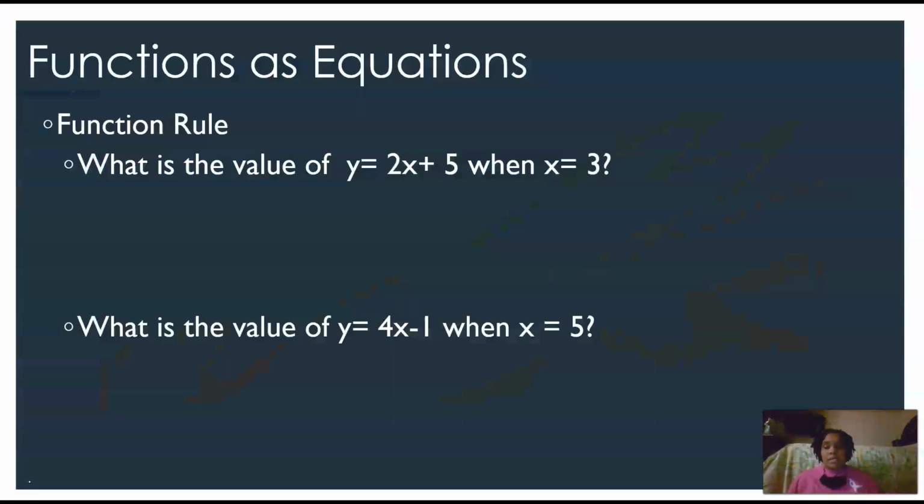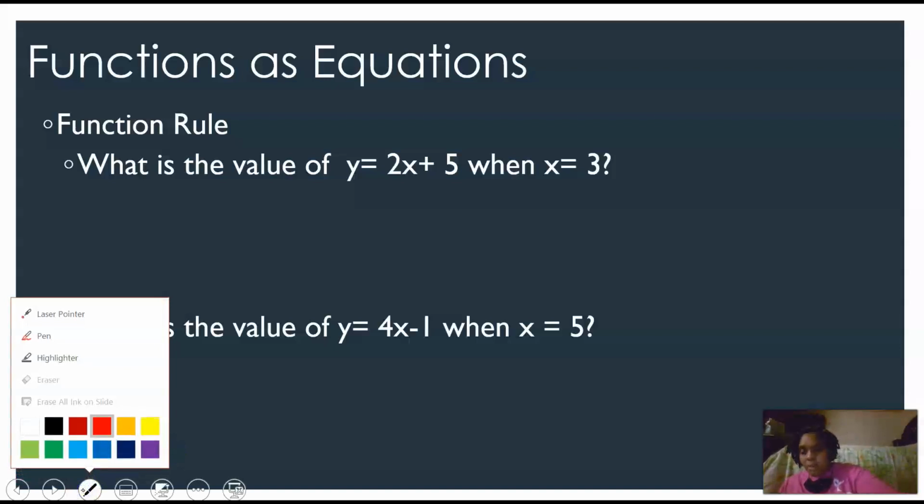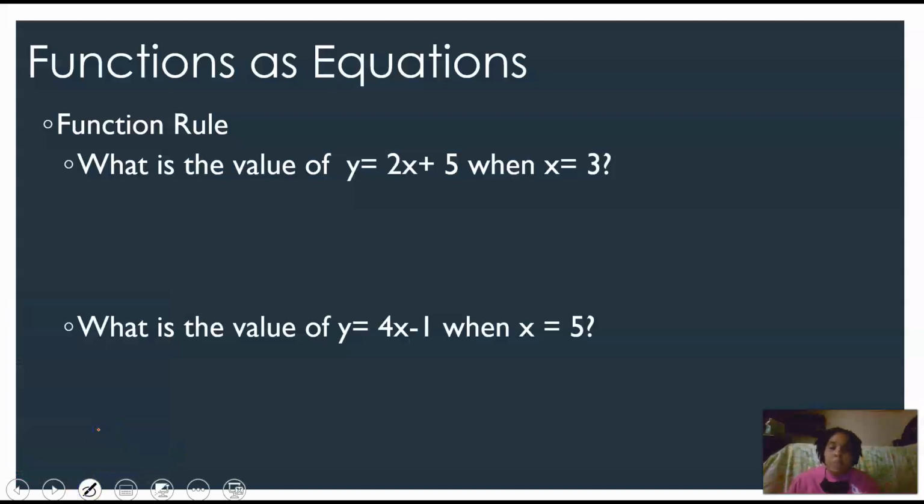Going into this lesson, this was pretty much an evaluation of rules of functions, knowing what a variable is and just plugging it back into the equation. So if x is 3 for this specific rule, the rule here is y equals 2x plus 5, knowing that x is 3. We plug x back into the equation. So y equals 2 times 3 plus 5.